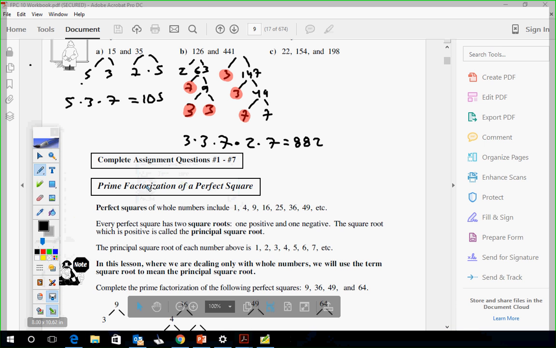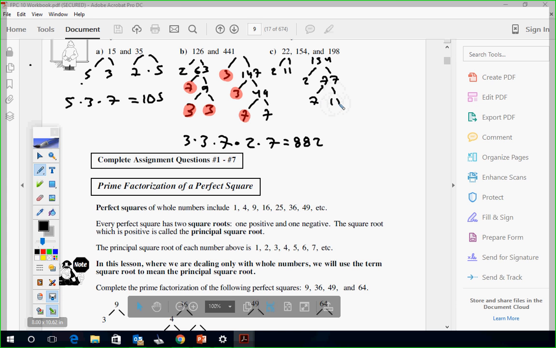All right, so then we're breaking all three of these down. So 22, we have 2 and 11. That's all we have there. Okay, and then 154, I'll kind of do that over here. 2 and 77. And then we get that 7-11 combo again. And then 198 would be 2 times 99. 99 is 9 times 11, it's all right, I can still do that. And then 3 times 3.